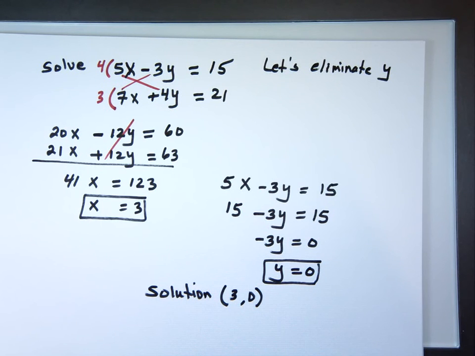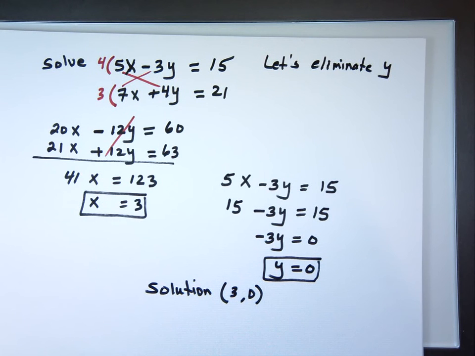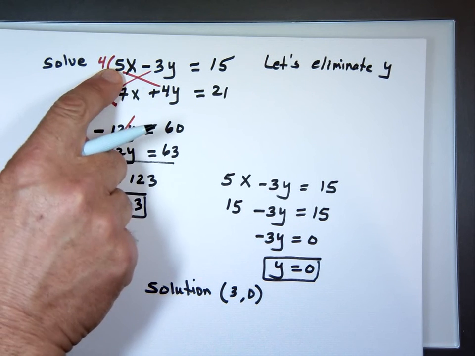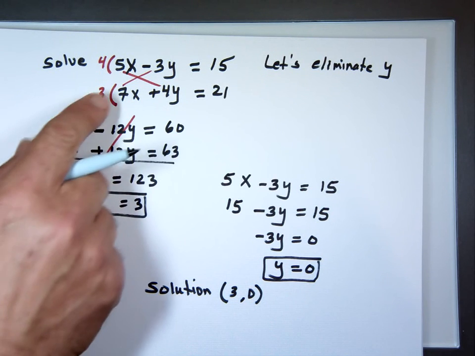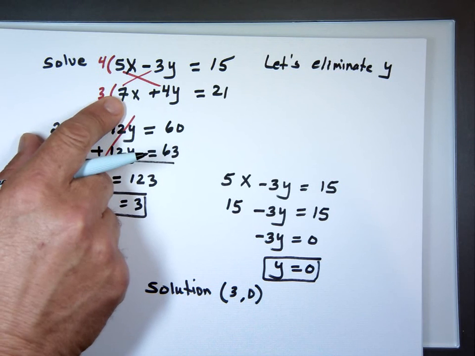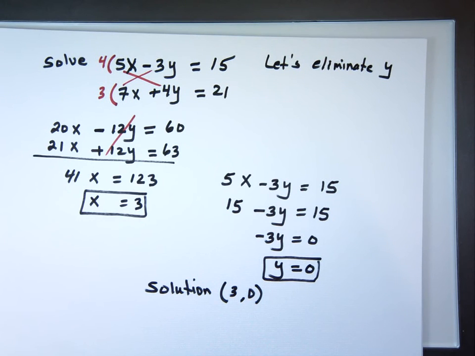And if you check it, if you plug it in to see if it works, it does work in both of them. 3 times 5, 15 minus nothing is 15. 7 times 3, 21. 21 plus nothing is 21. So it does work. So that's how the elimination method works. Try both, give them both a fair try, because you'll find out in some cases substitution is really easier than the elimination method.